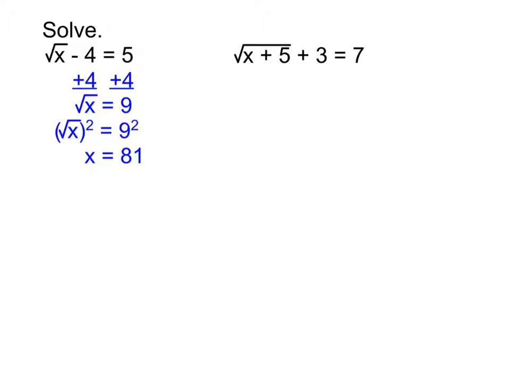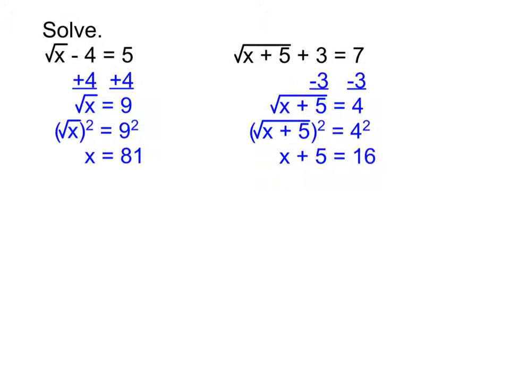All right, now taking a look at the second problem there. For this one, we again want to start by getting the square root isolated. We want it by itself. So the first thing we want to do is subtract the 3 from both sides. And then just like previously, now that I've isolated the square root, I want to square both sides. When I do that, all it does is cancel out that square root on the left. So now it's just x plus 5 equals the 16. The 16 because 4 squared.